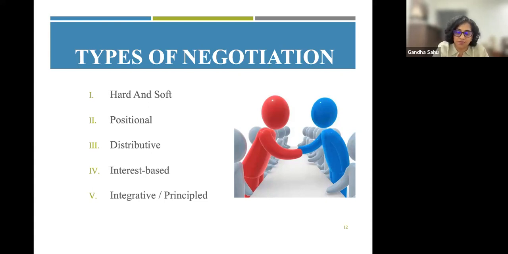There's positional. So we'll get to what a position is. Position is the stand that you take when you come to a case, like what you want, the immediate thing that you want. So I want compensation is a position.